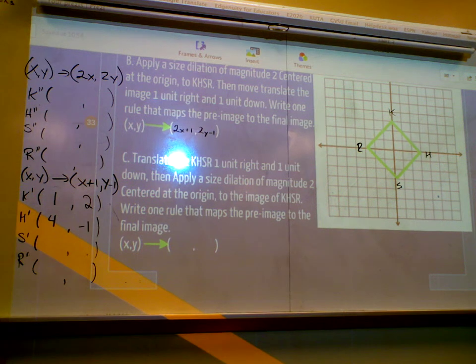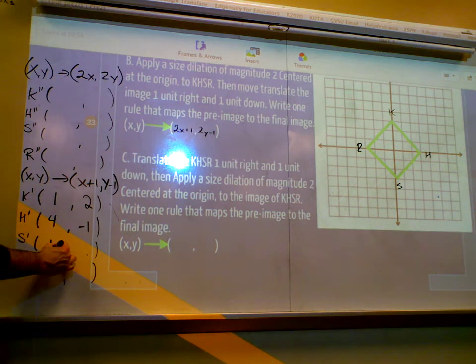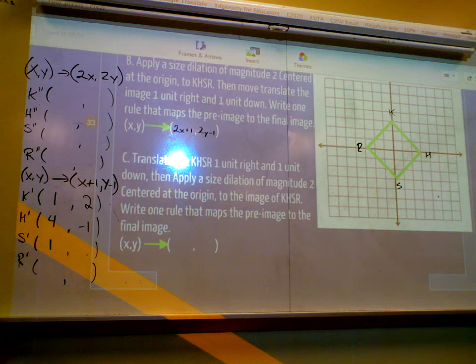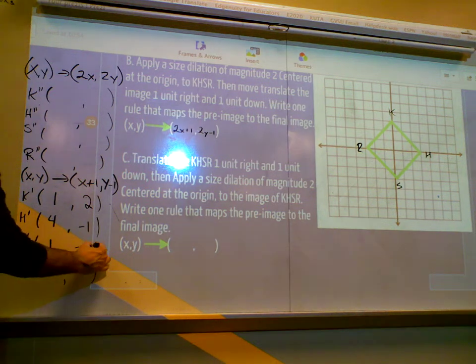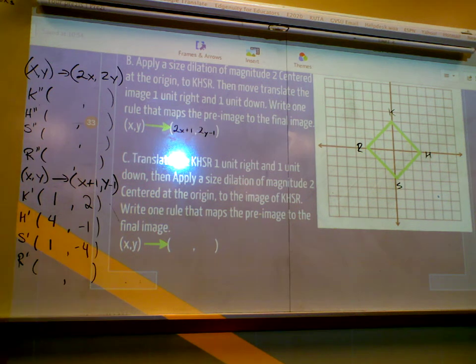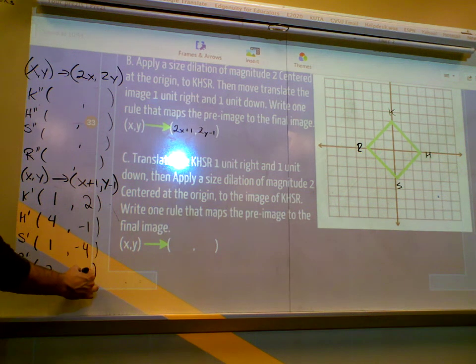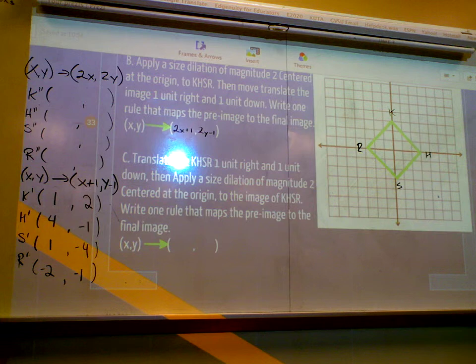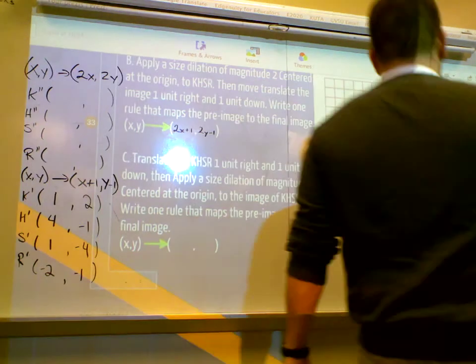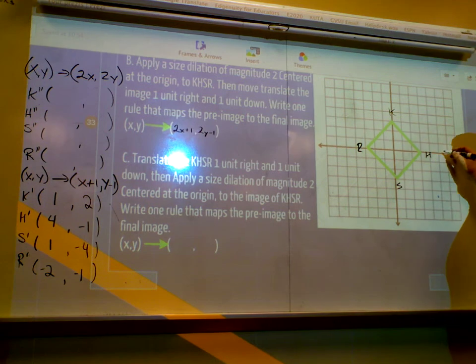-1. Okay. S was 0, -3. Add 1 to my X, which makes it 1. Subtract 1 from -3, which makes this negative 4. And R was negative 3, 0. Add 1 to R, you get negative 2. Subtract 1 from 0, you get negative 1. So now we can plot the image. So we do the translation first. We want one right and one down.